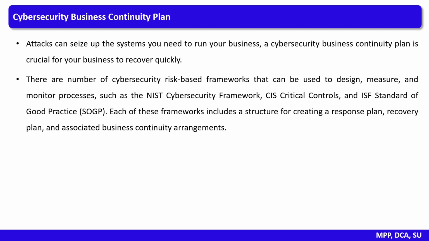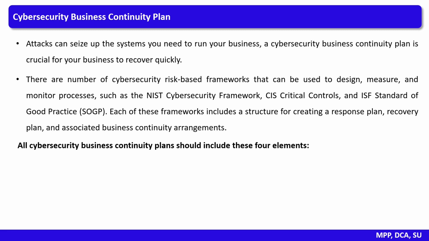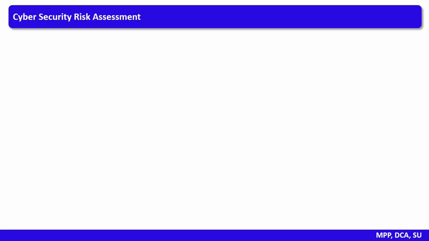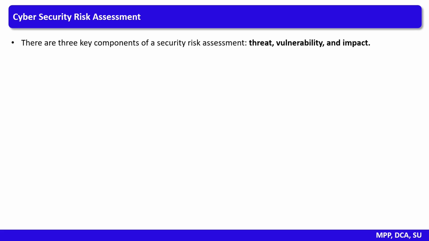continuity arrangements. All cybersecurity business continuity plans should include these four elements. Identify critical assets and functions, encrypt sensitive data in transit and in storage to protect it in any case of theft, test your plan and response to ensure plan effectiveness, train other business stakeholders in their responsibilities during a cyber attack. Now let us discuss cybersecurity risk assessment.